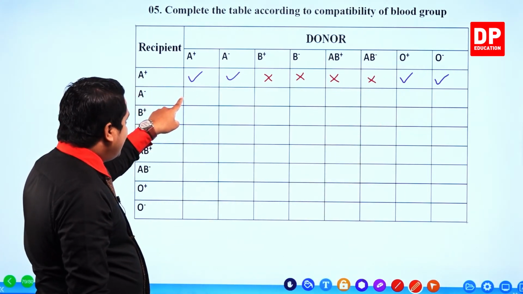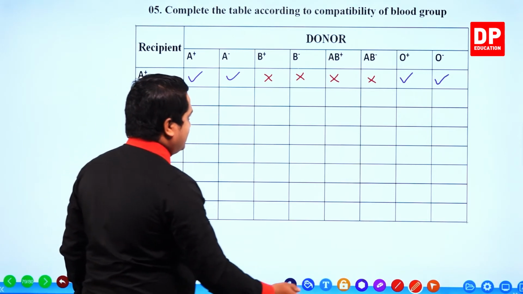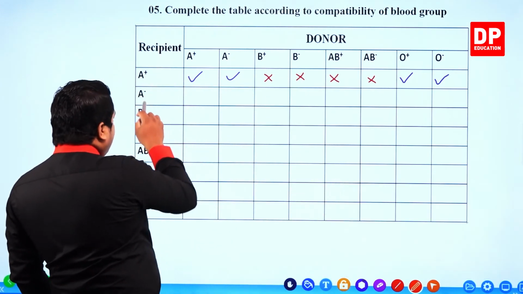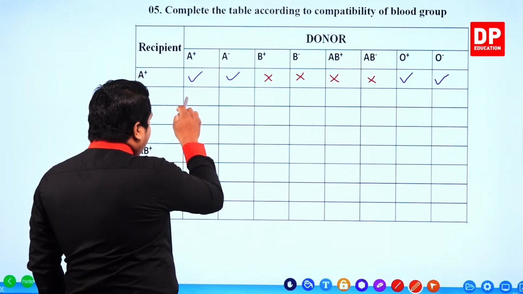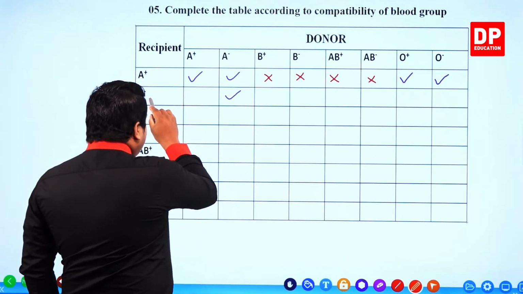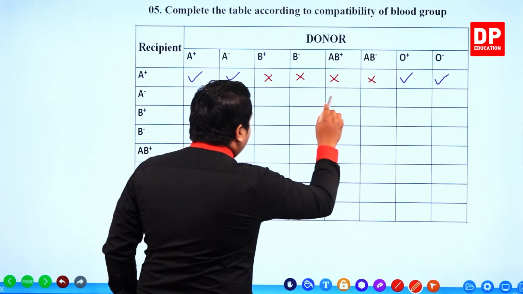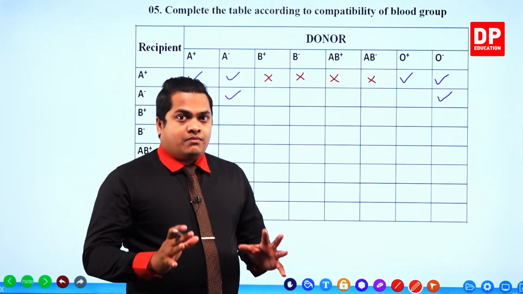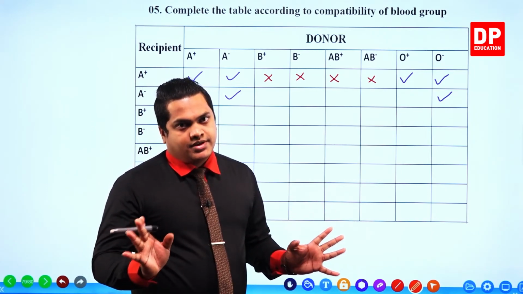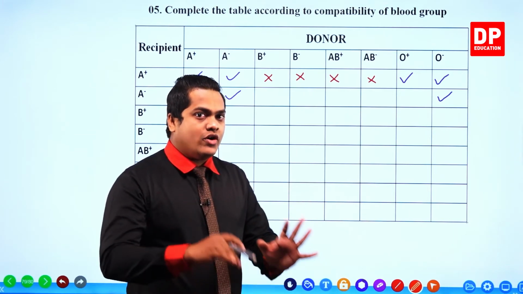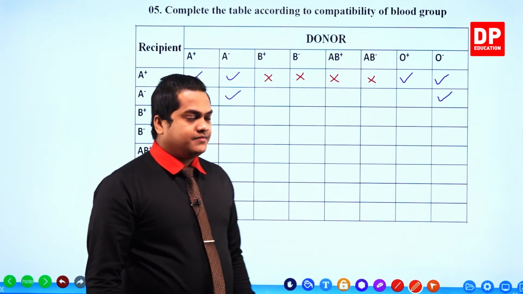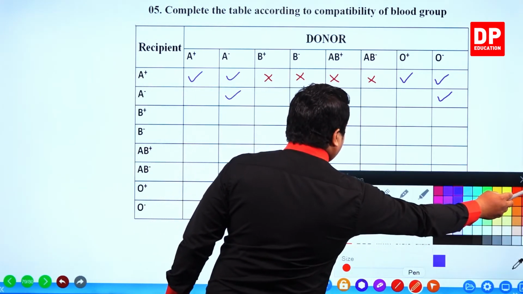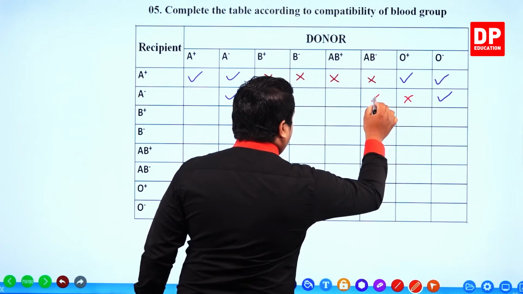Then A minus can get blood from A minus. This is the recipient, A minus. So A minus can get blood from A minus. A minus can also get blood from O minus. But however, from positives, can't. I told you that Rhesus negative can receive only from Rhesus negative. For others, let us put the crosses once again.